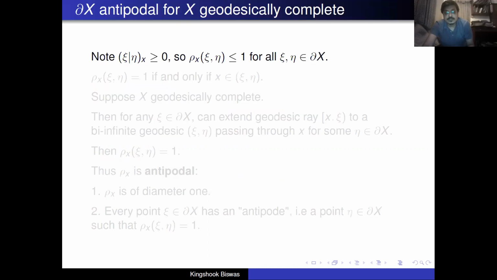Now, I want to talk about a very important property of these visual metrics, which is called the antipodal property.